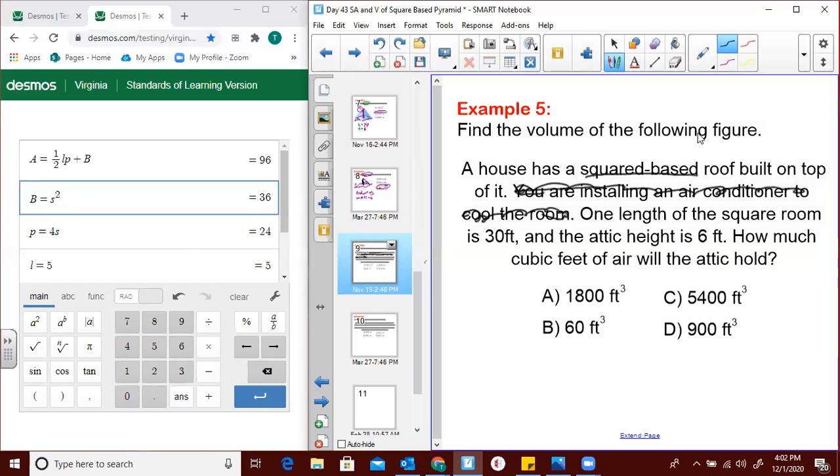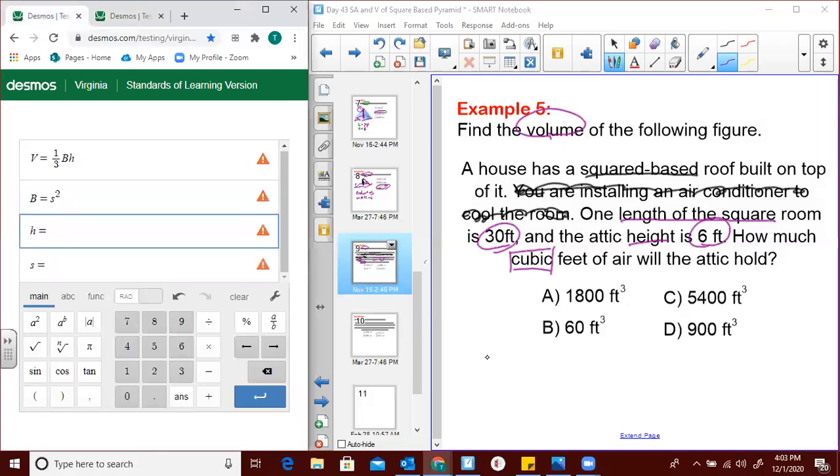So one length, now here's where you guys start paying attention. One length of the square room is 30 feet, and the attic height is 6 feet. How much cubic feet of air will the attic hold? Well, it told us in the problem we're looking for the volume, but let's say it didn't say volume. This cubic right here would be a dead giveaway that we're looking for volume. All right, and we know that when we're looking for volume, all we need to look for is our height and a side.